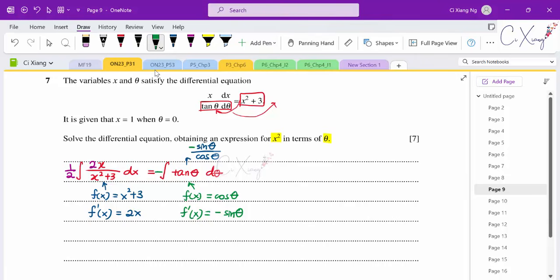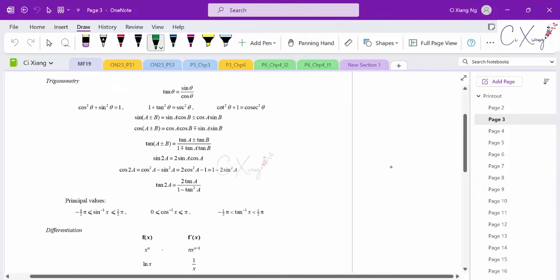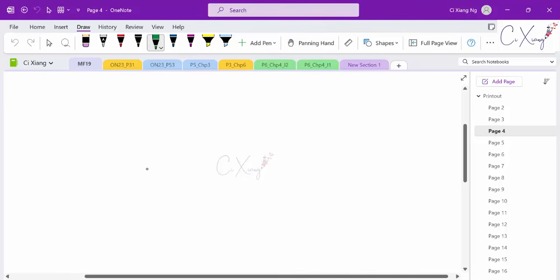So when I have both with the f prime x over f(x) pattern, then I can apply a specific formula for integration. I think it's also provided in the formula booklet. You can have a look here.